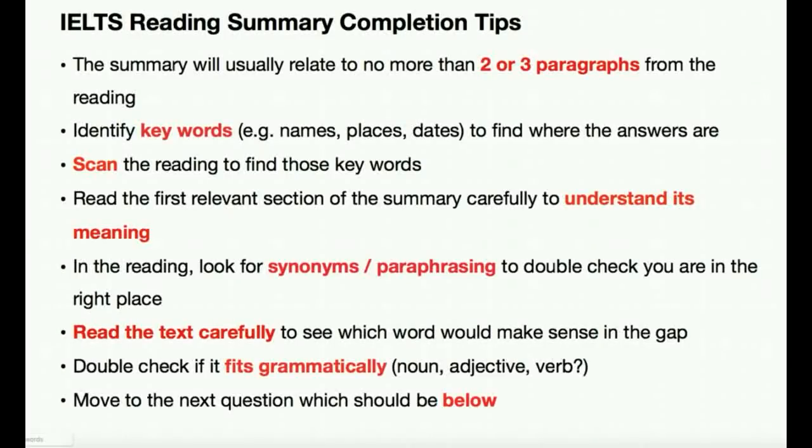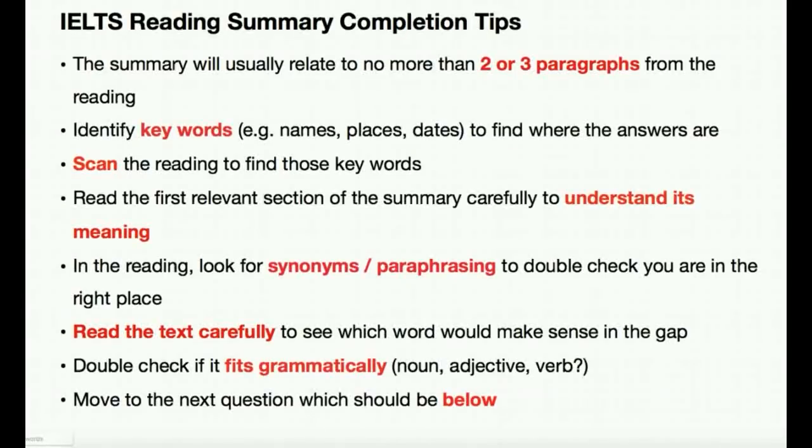So now we'll look at some IELTS reading summary completion tips. Firstly, remember the summary will usually relate to no more than 2 or 3 paragraphs from the reading. So to find those paragraphs, the second thing you need to do is identify key words, for example, names, places and dates. You need to do that, otherwise you're going to spend too long looking through the reading and waste time trying to find where they are. Identifying key words lets you identify quickly where they are in the reading. So to do that, thirdly, you scan the reading to find those key words in the text.